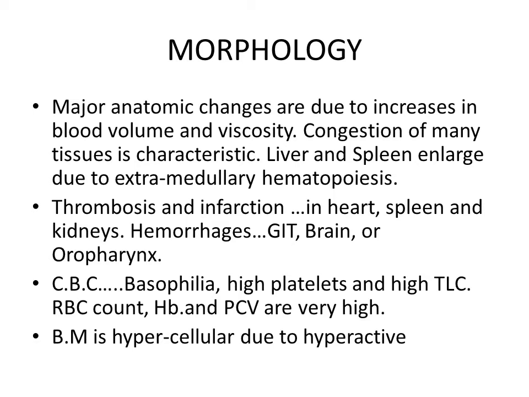In morphology, we can discuss these points. Major anatomic changes are due to increases in the blood volume and viscosity. Blood volume is increased. This blood is more viscous due to high red cell mass and high red cell count. Congestion of many tissues is characteristic. So many tissues are receiving more blood, and that is why we see a plethoric face, a reddish color of the face.